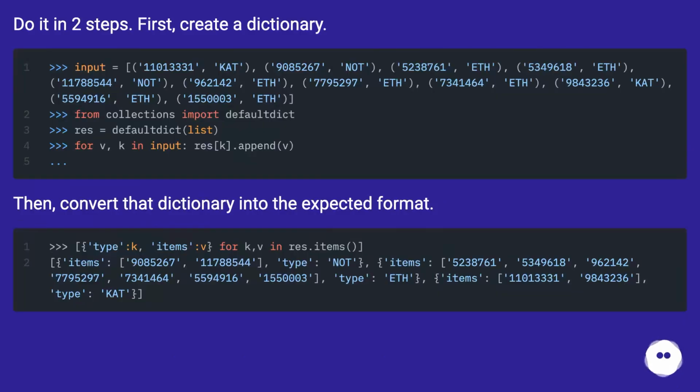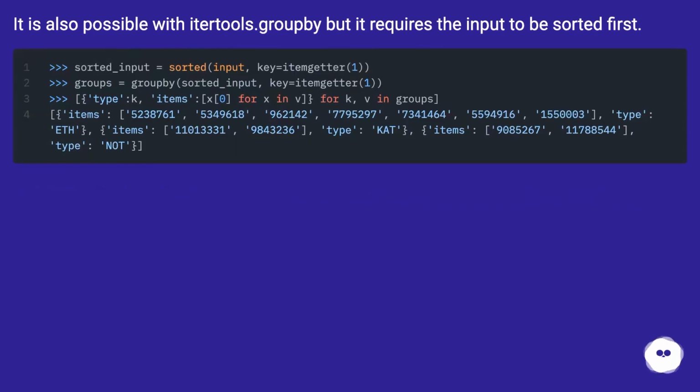Do it in 2 steps. First, create a dictionary. Then, convert that dictionary into the expected format. It is also possible with itertools.groupby, but it requires the input to be sorted first.